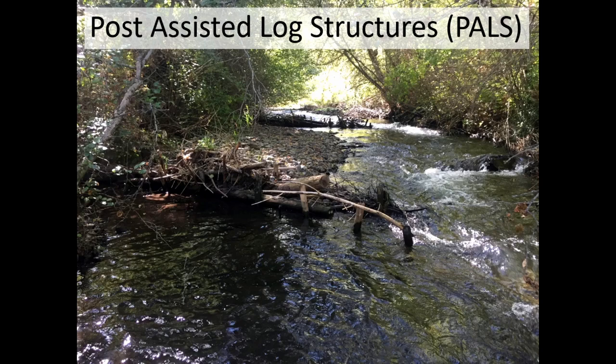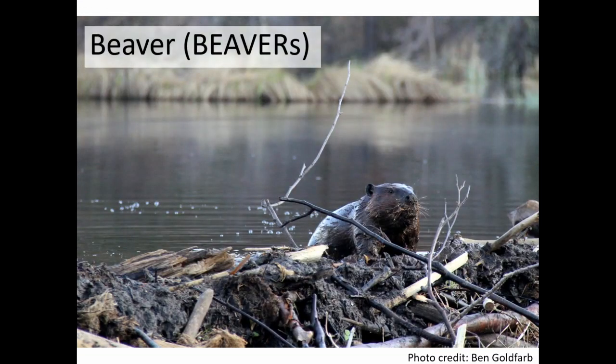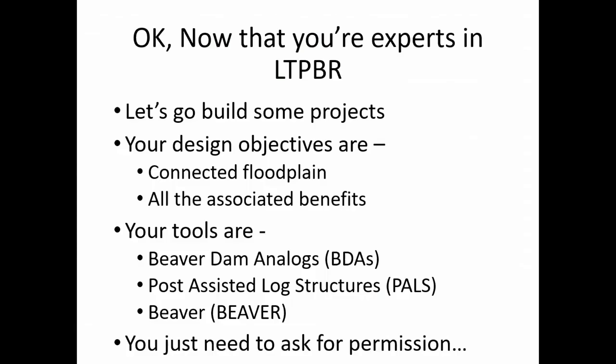Post-assisted log structures, otherwise known as PALs. These are human-constructed mobile wood. This is not a fixed permanent thing. This is mobile wood. You're feeding the system some roughness elements that you don't care if they move around. That's why you have to put a lot of it in there, but that's one of your tools. And the third is beaver, otherwise known as beavers. And we already know what they do. So those are the 3 tools.